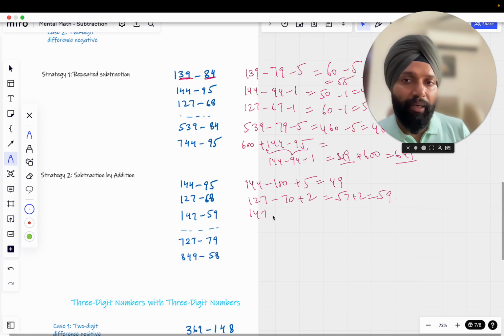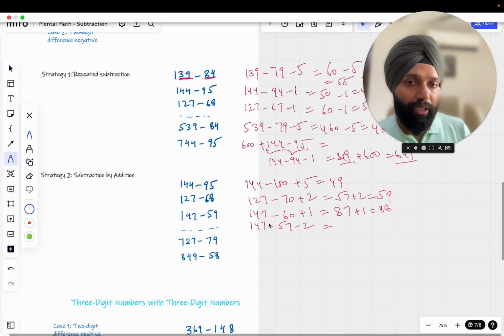147 minus 60 plus 1 is 87 plus 1. How am I getting this? Basically, I am just subtracting 14 minus 6 is 8, so 80. The 7 remains there, so 87 plus 1 is 88. You can also do it another way, 147 minus 57 minus 2, which is repeated subtraction.